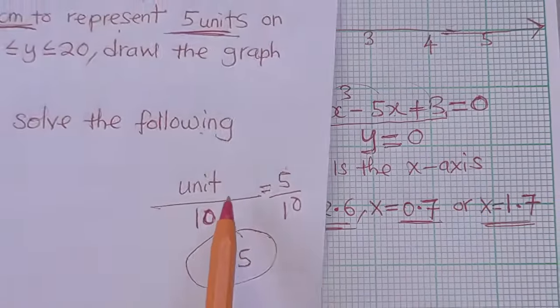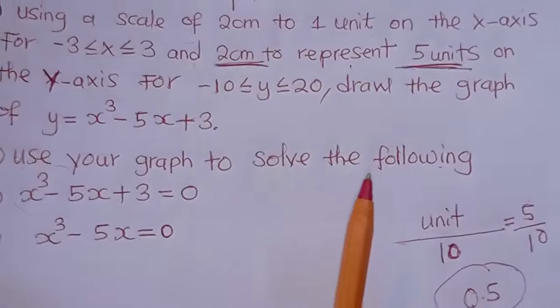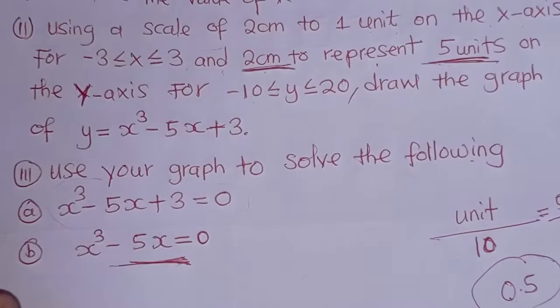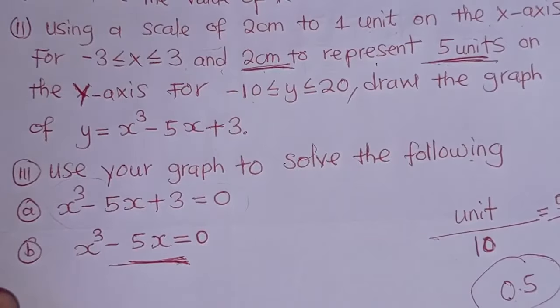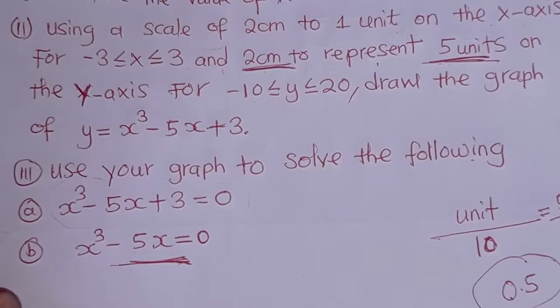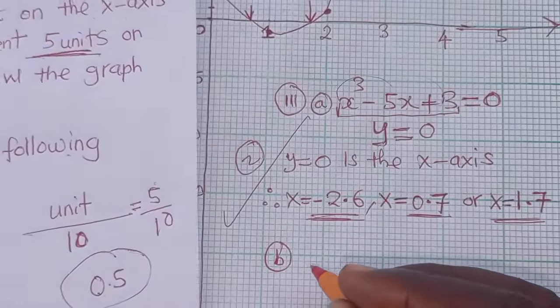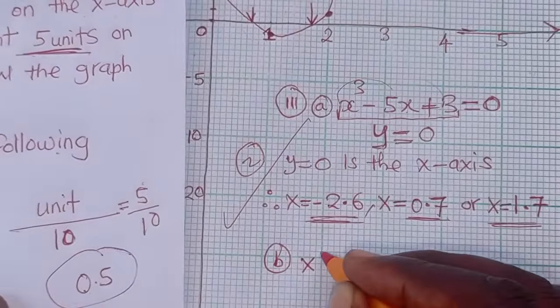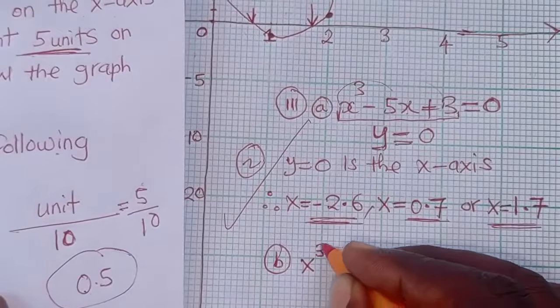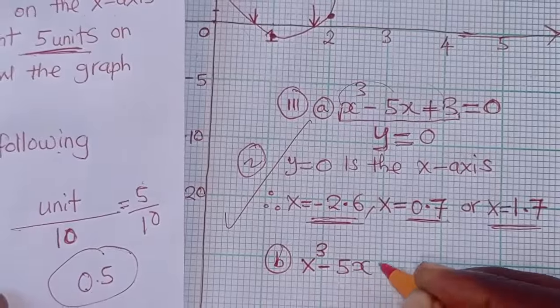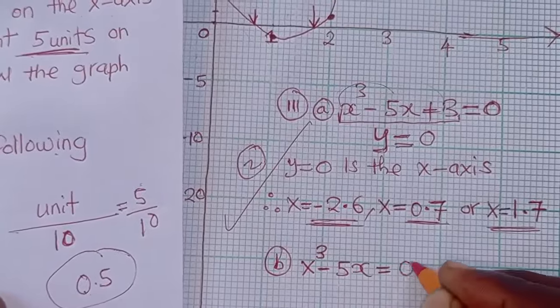Then we go to this one. Have you seen this one that is here? How can I answer this one that is here? How can I answer this? So what I'm going to do, I get this one. Let me write it. I say this is x, then there is power what? There is power 3, then minus 5x, which is equal to 0.